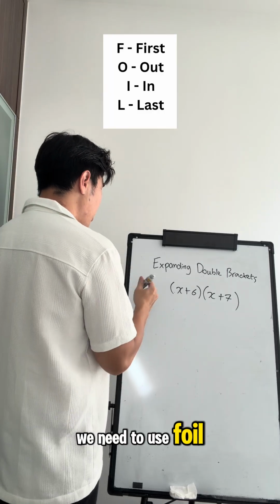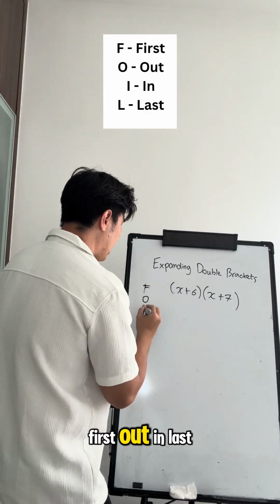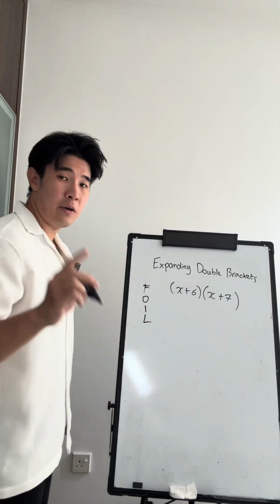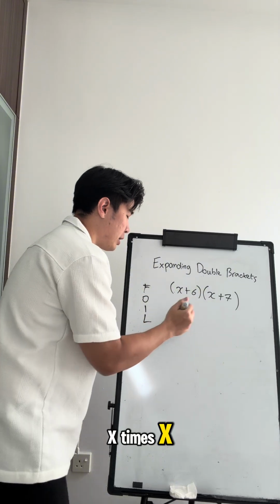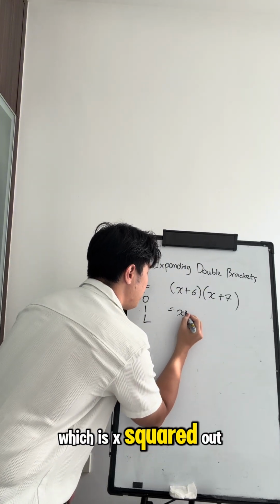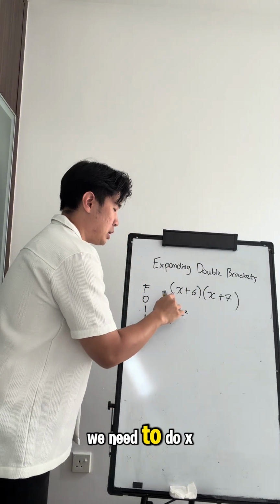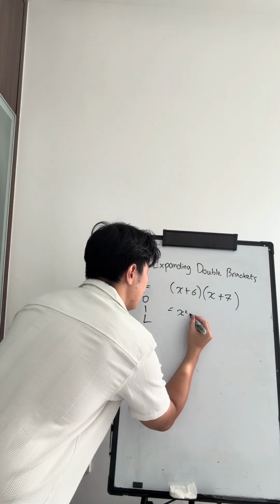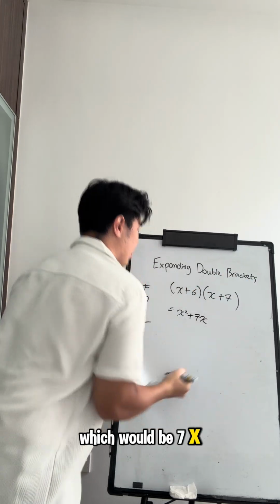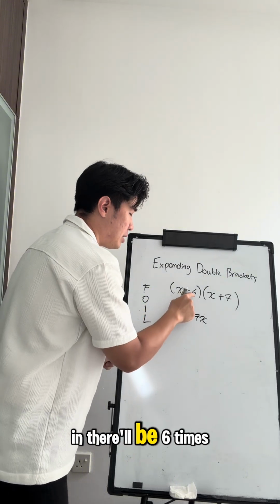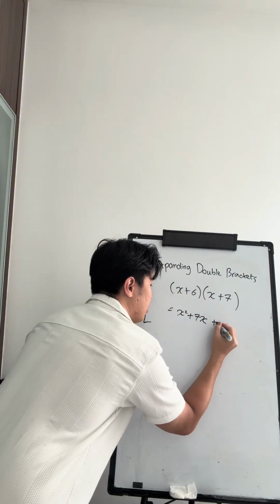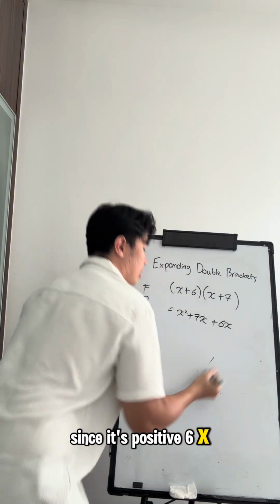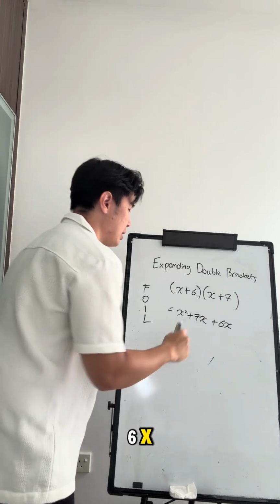We need to use FOIL: first, outer, inner, last. First, we need to do x times x, which is x squared. Outer, we need to do x times 7, which is the outer part of the other bracket, which would be 7x. Inner, there'll be 6 times x. Since it's positive 6x, we need to put plus 6x.